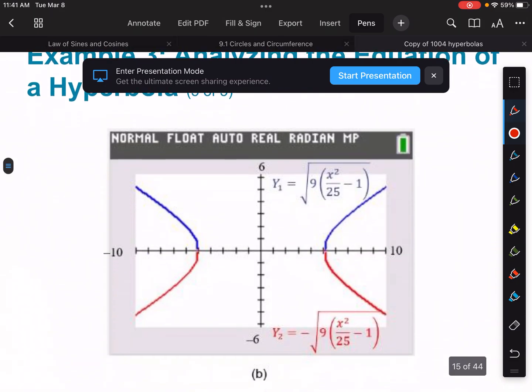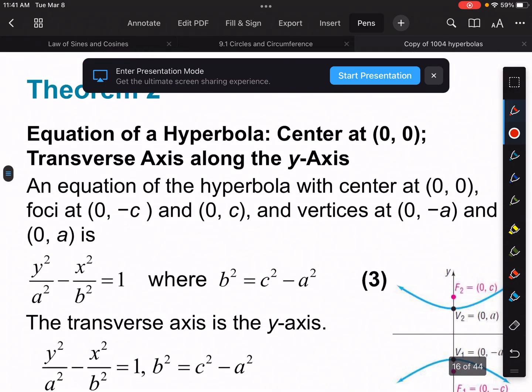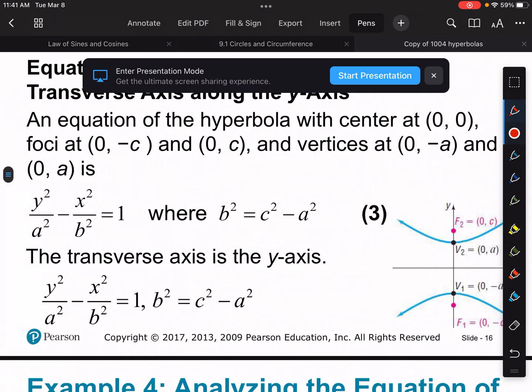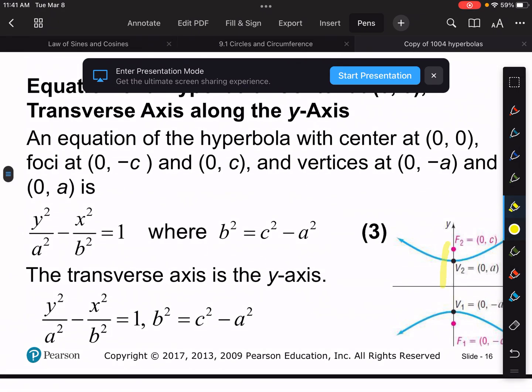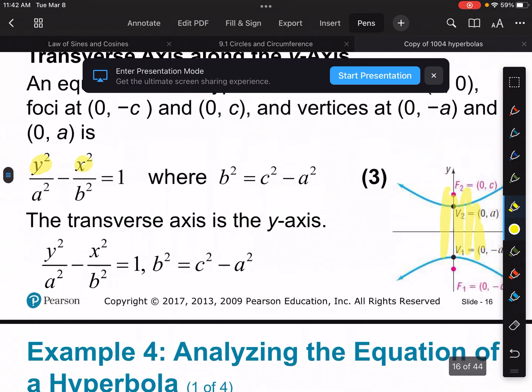Let's get into theorem 2. So here's theorem 2, and that's if we have a picture that looks like this over here, where it's opening up and down. Okay, notice the only thing that changes in my equation is the x and the y. So now the y squared term comes first when it's opening up and down. That's the only difference with any of it. Okay, everything else still holds true. So make sure that's in your notes.